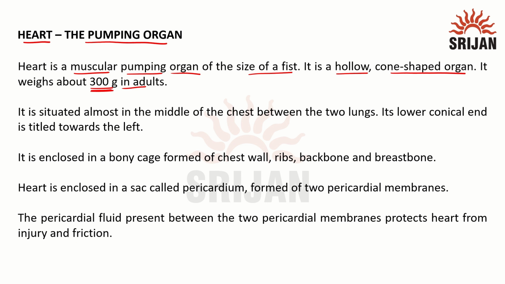Now, where is the heart situated if we see? Heart is situated almost in the middle of the chest between the two lungs. Its lower conical end is tilted towards the left. Now, heart is such an important organ, so it has to have the protective layers also. So, it is enclosed in a bony cage which is formed of chest wall, ribs, backbone, and breastbone. So, from 360 degrees, if you see, it is protected from all the sides.